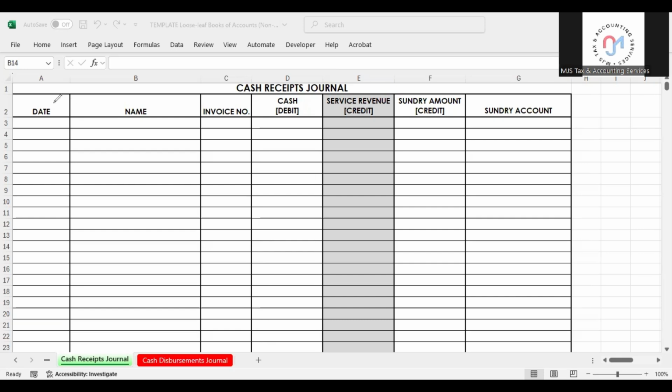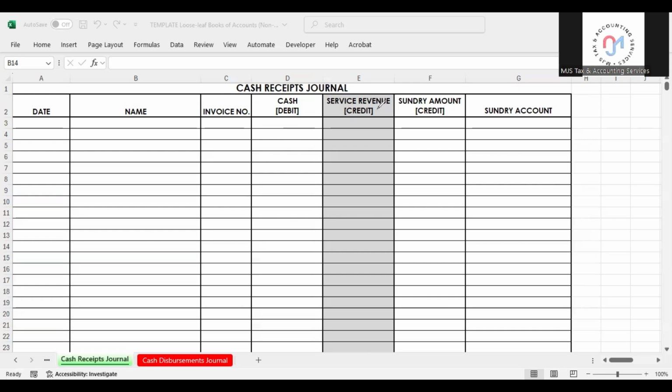We have the first column as the date, and then the name, invoice number, and then here we have the journal entries. So we have a debit to cash because this is the cash receipts journal. Every time we receive payments from our customers, we debit cash, and then the credit is either the service revenue or any sundry amount if it's not service revenue.